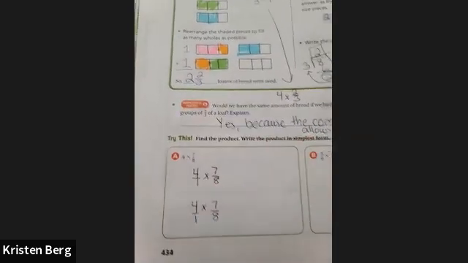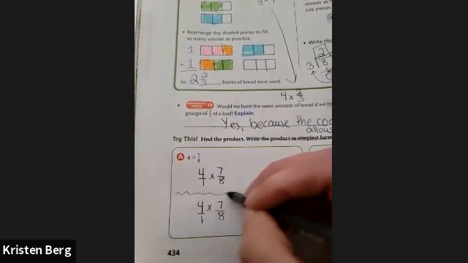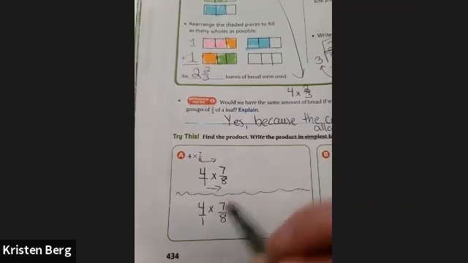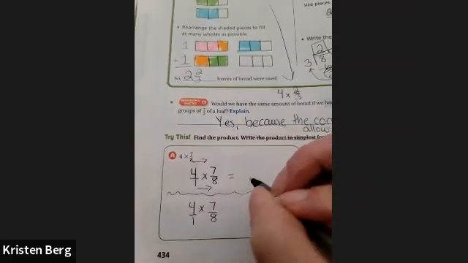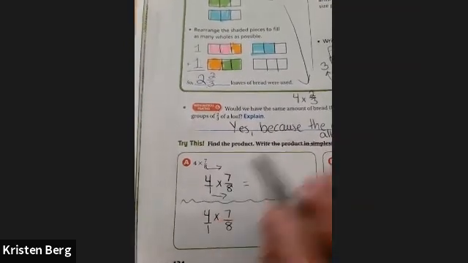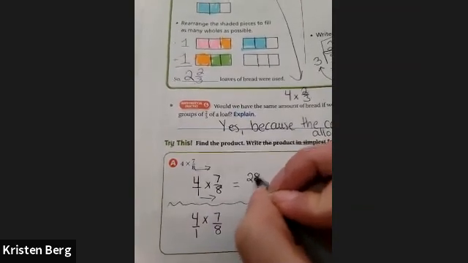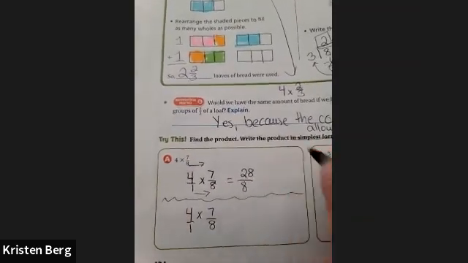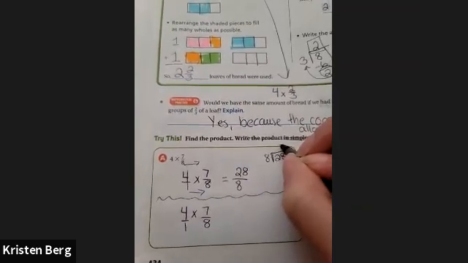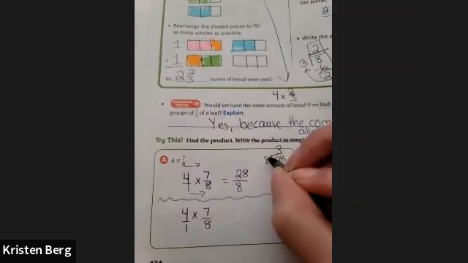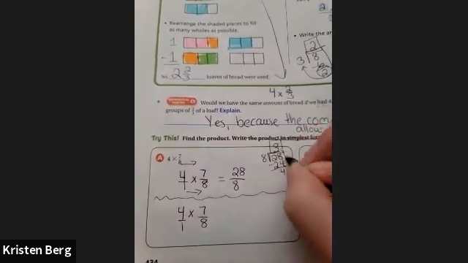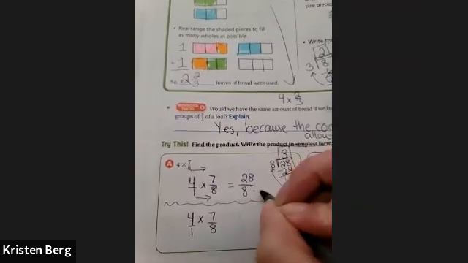You should be putting them over 1, just a lot easier to look at. I'm going to use just the straight across way. And then for this one, I'm going to use the cross canceling method if it is possible. All right, so here, just going across, 4 times 7 is 28 over 8 times 1 is 8, which you cannot have as an answer. So how many 8s will go into 28? That would be 3 times. 3 times 8 is 24 with 4 remaining. So therefore it would be 3 wholes and 4/8.